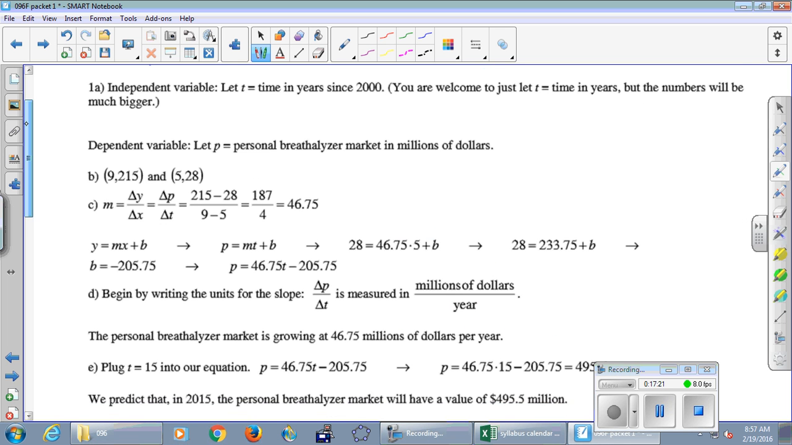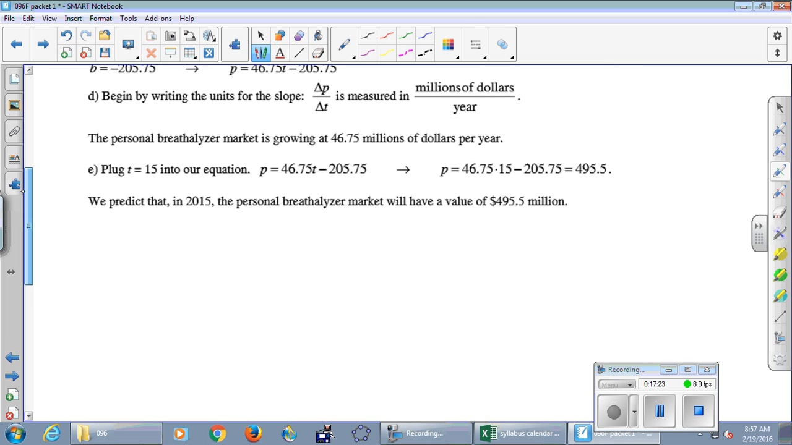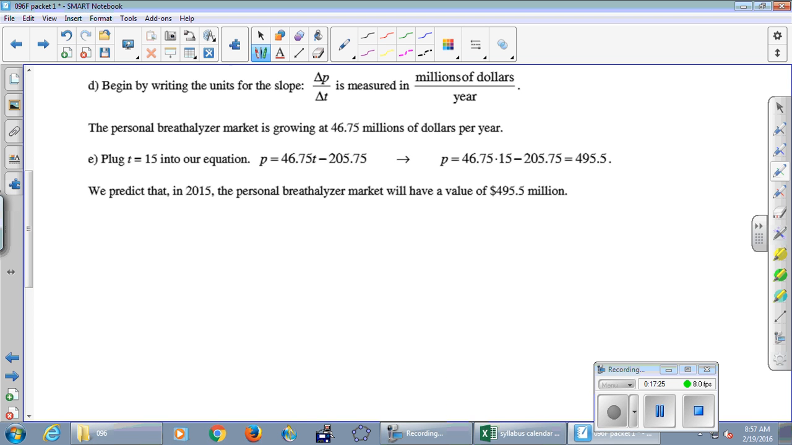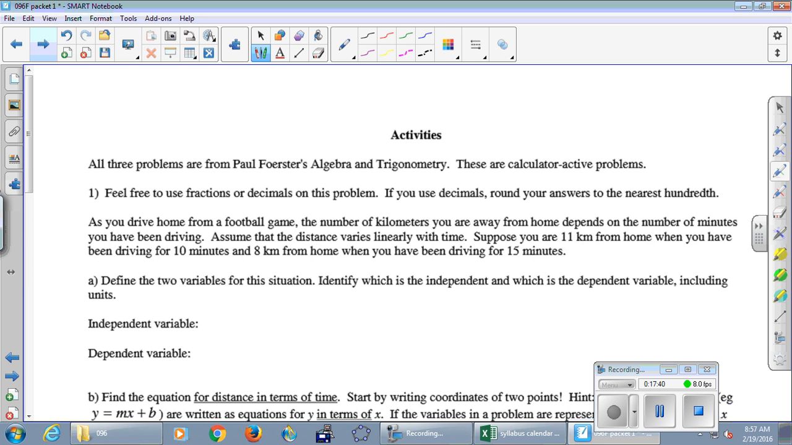So I'm not going to write the sentence, but it is written out someplace here at the bottom of the next page. We predict in 2015, the personal breathalyzer market will have a value of $495.5 million. Okay, so activities start on the next page. All three of these problems are calculator active problems, but do a lot of writing before you start typing things into the calculator. I'll walk around and help.